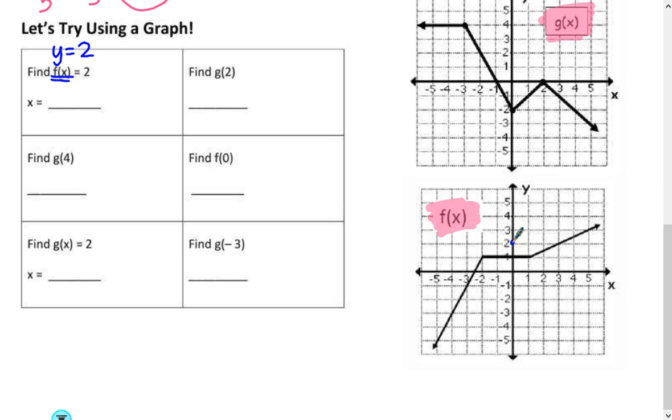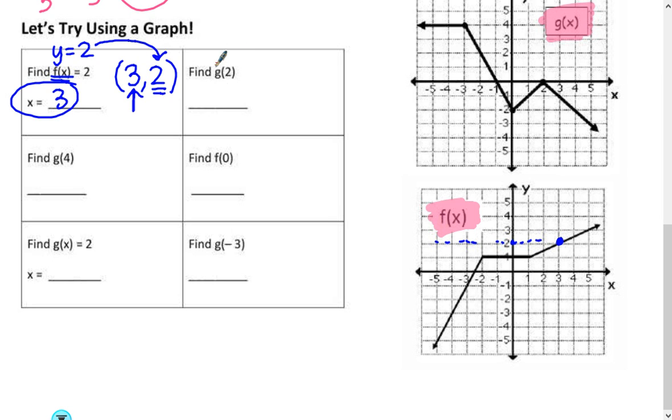Now I need to find its x value. Those run left and right. So there's nothing over here to my left, but over here to my right, I find a point. I'm going to write that point down. That's the point (3, 2). So as we can see, when y is 2, its x value is 3, and we get x equals 3. So these ones can be a little tricky. You've got to be very careful.